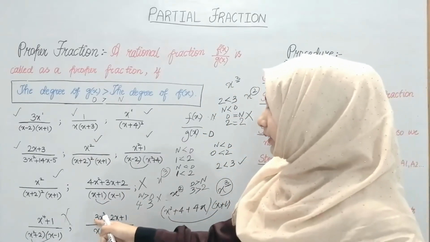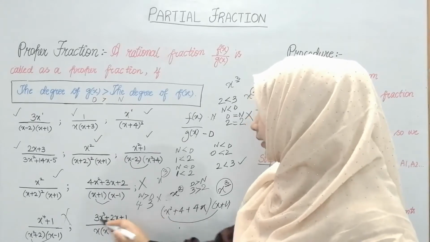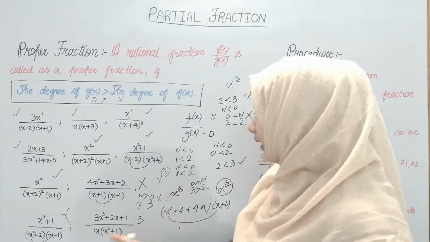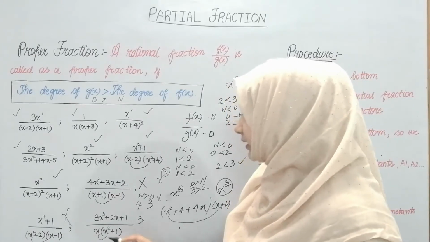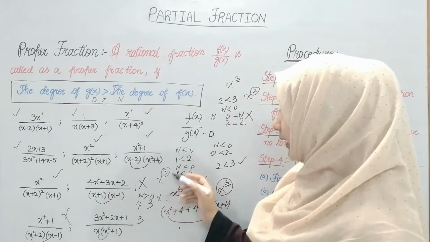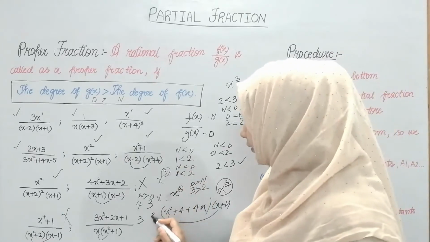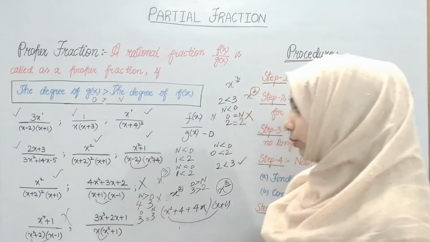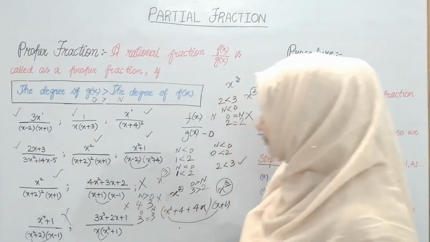Next one. 3x cubed. The highest degree here is what? 3. In the denominator, if you see, x into x square will give you what? x cube again. So cube is nothing but 3. So 3 is equal to 3. The denominator and the numerator both are equal. So this is not a proper fraction.